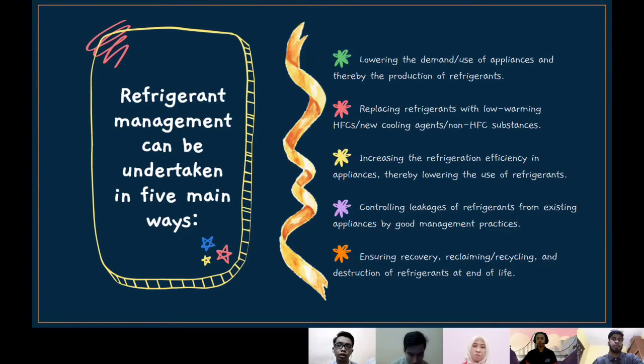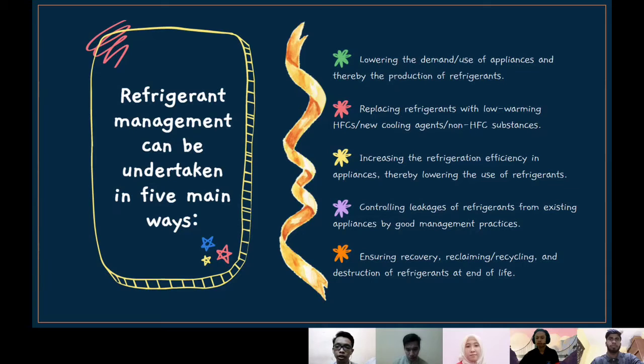All of the refrigerants can be managed in order to reduce any negative effects on the environment and our health and safety. So these are the five main ways that can be used. Firstly, by lowering the demand or use of appliances and thereby the production of refrigerants. Then, replacing refrigerants with low warming hydrofluorocarbons or new cooling agents or non-hydrofluorocarbon substances.